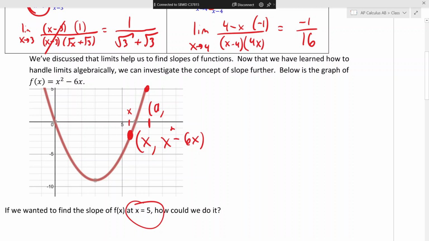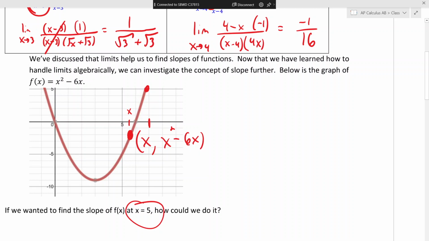Brain, what would the y value be there? Thank you so much. A squared minus 6a. Right? And we can find the slope between them. Cool? But most of the time in a calculus class, they don't write it like this.